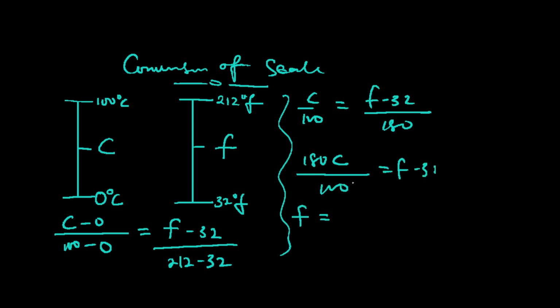So we have that F is equal to, here, 0 can cancel this 0. And 2 can go in 18 9 times, 2 can go in 10 5 times. So we therefore have 9 over 5 C plus 32. That will be the formula to convert from degree Celsius to degree Fahrenheit.